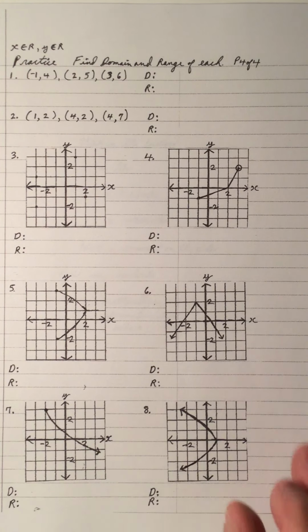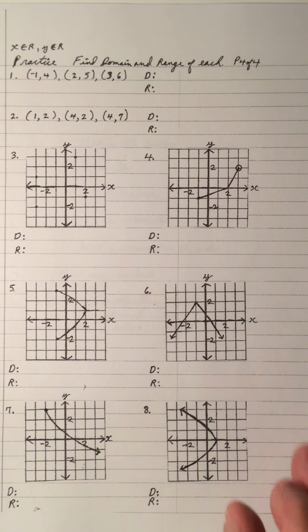Number 3. We got some points. And the domain, we're looking at the x's. So we got these points here, and this one and this one. The x value here is -3. The x value here is a 1. And the x value here is a 2. That's the domain for these 3 ordered pairs. Again, you got a -3 twice, but only 1 will do.